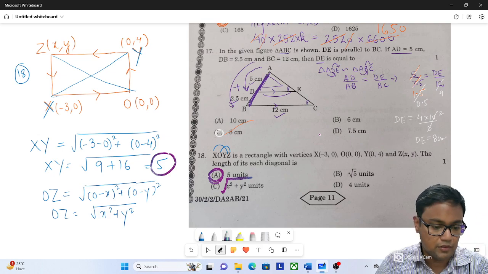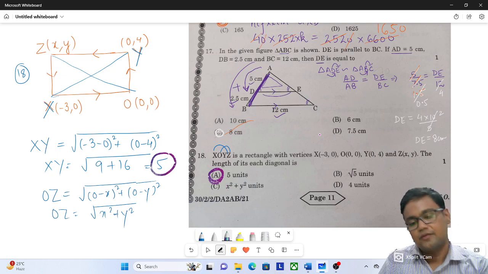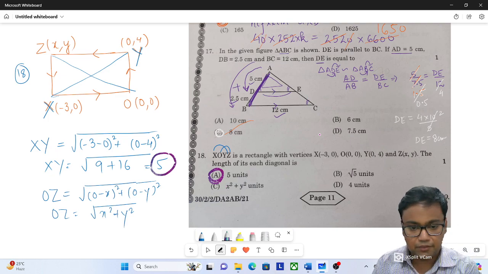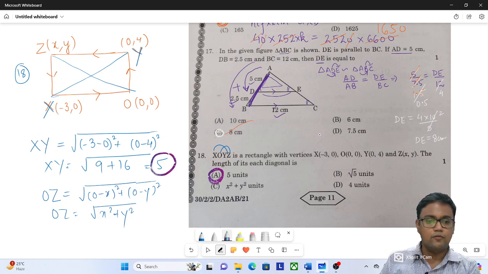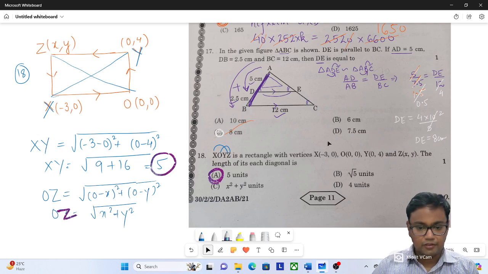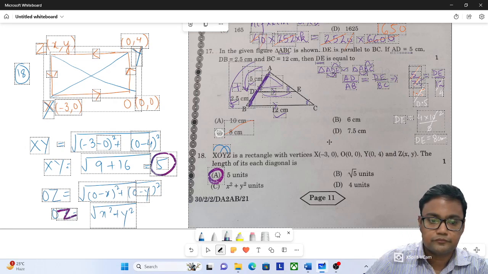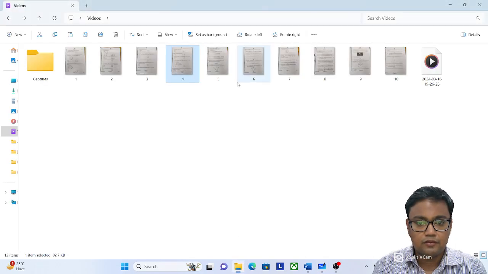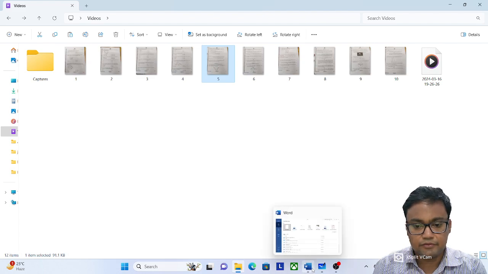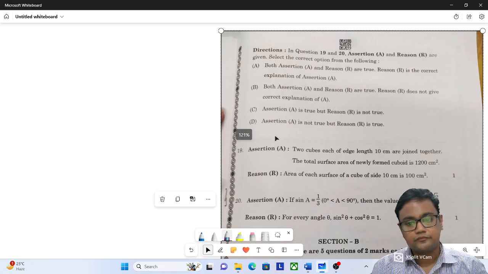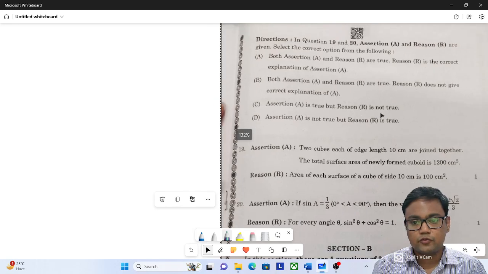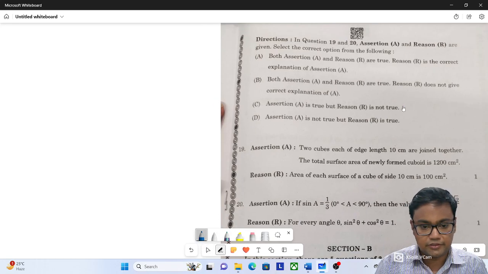Few of the children would have marked in haste, जल्दीबाजी में उन्होंने शायद C भी मार्क कर दिया होगा अगर उन्होंने OZ लिया होगा तो, ठीक है. तो बी वेरी केयरफुल, रूट नहीं था यहाँ पर, कंफ्यूज करने के लिए ऐसा किया गया था. Let us take the next page. Assertion reason, the most important and the most significant part of the paper.